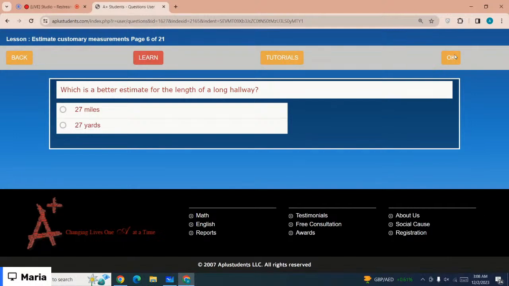Okay, the next one is, which is the better estimate for the length of a long hallway? Which is the correct option?